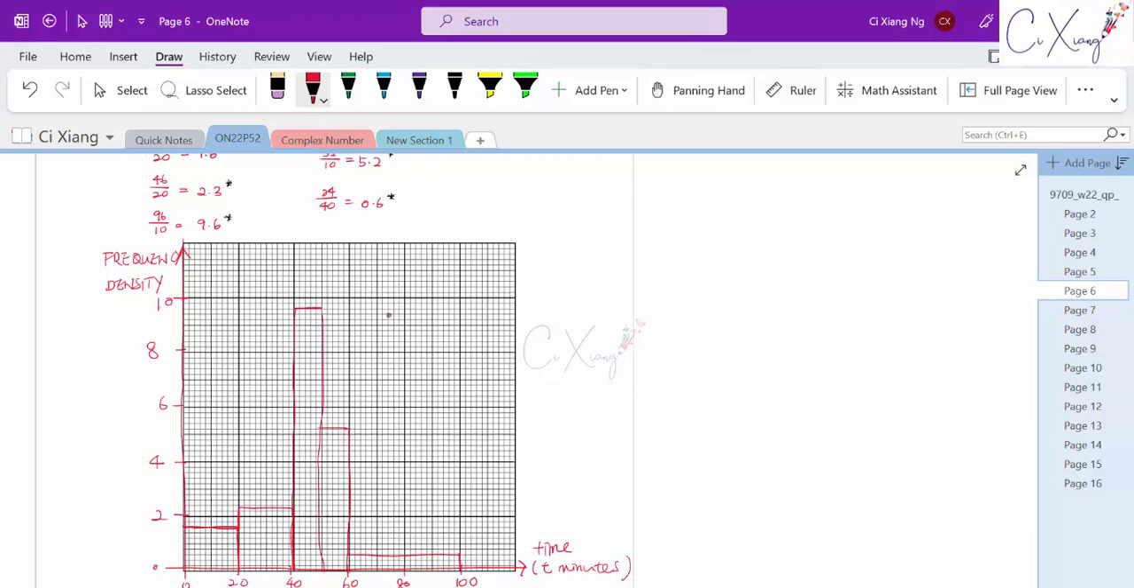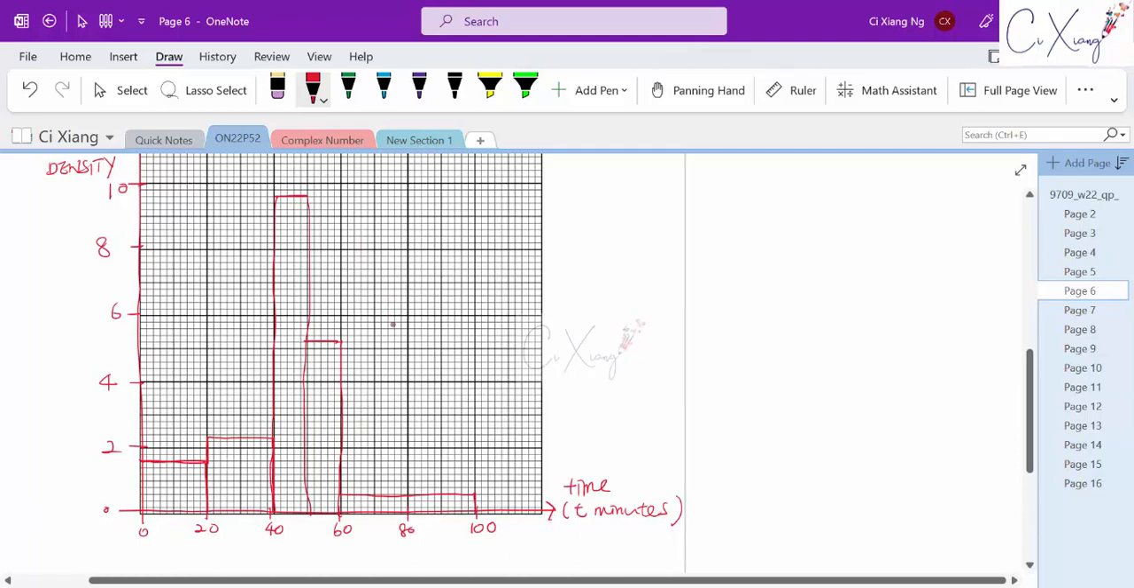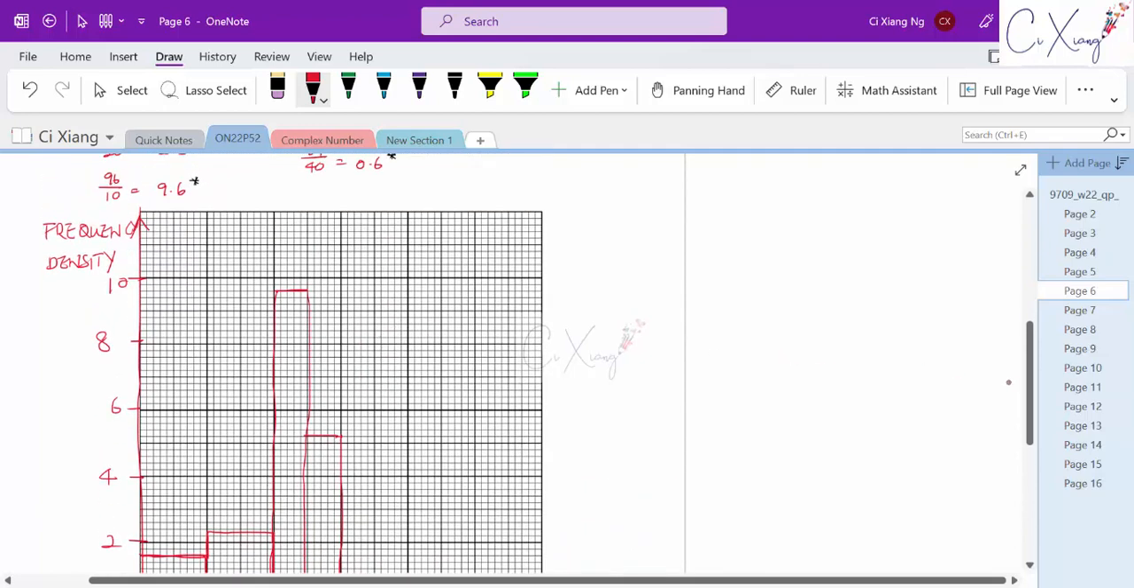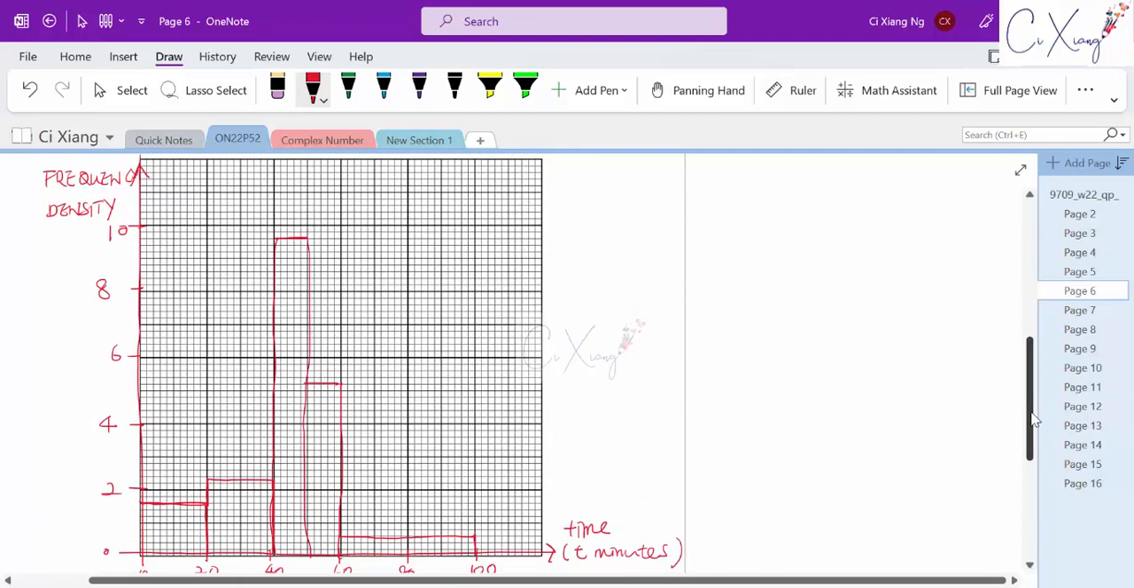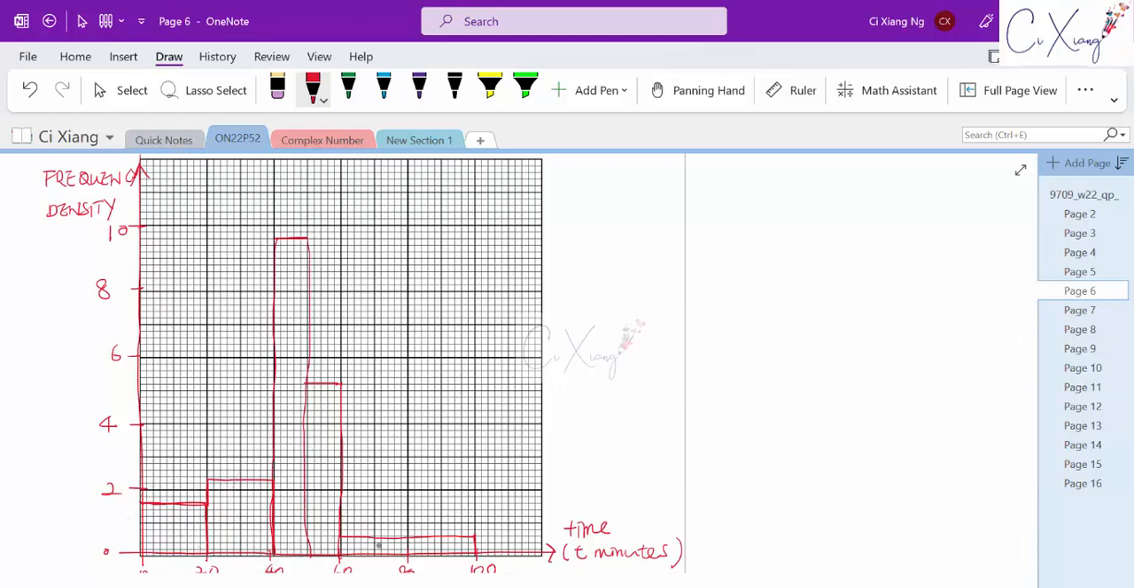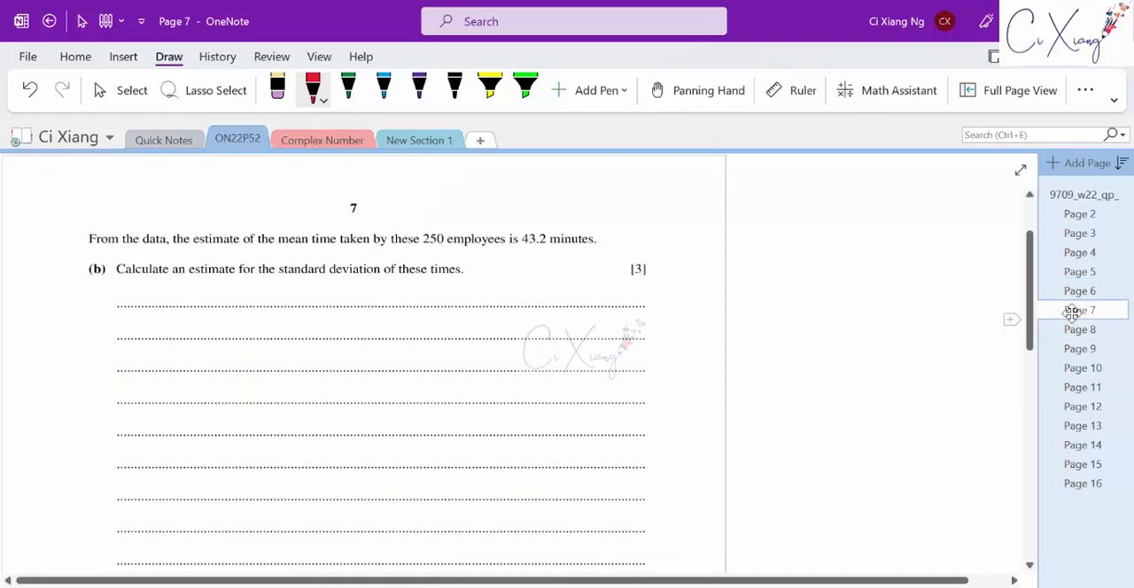Okay, if we didn't make any careless mistakes, your final answer should look something like this for the histogram part. You can observe that the bars of the histogram have different widths, and for the y-axis we are drawing frequency density, not the frequency. So this is how we answer part A of question number 4, drawing the histogram. And we can proceed to part B.